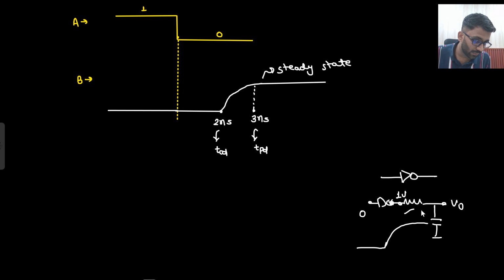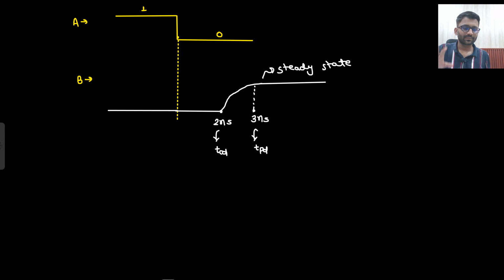So to go to the final output, that means to be 1 here, it will take some time. Okay, so just as it starts charging, that time is known as contamination delay, and when it reaches the steady state, that time is known as propagation delay. Okay, so this is your propagation delay. So that is the point. I hope you must have understood the meaning.